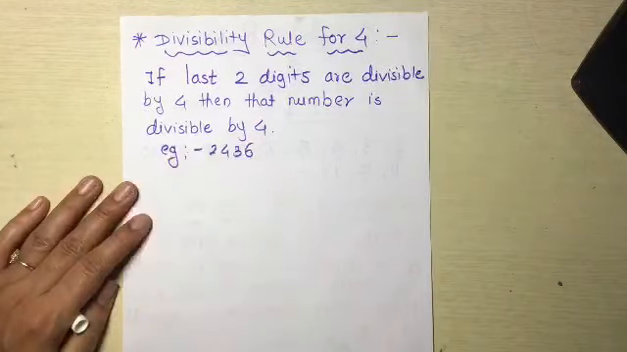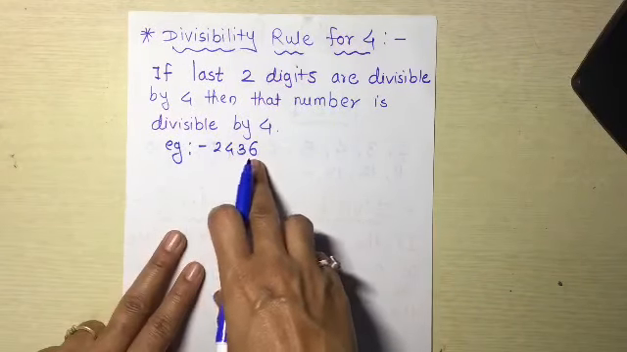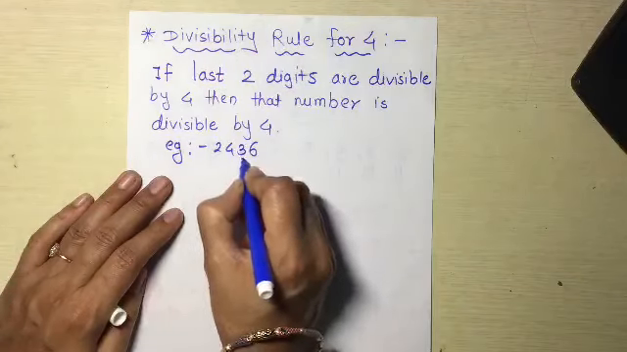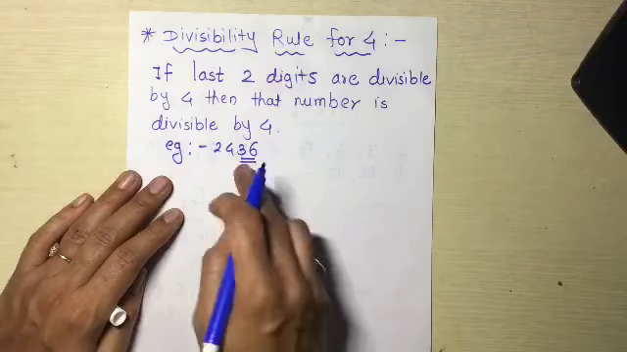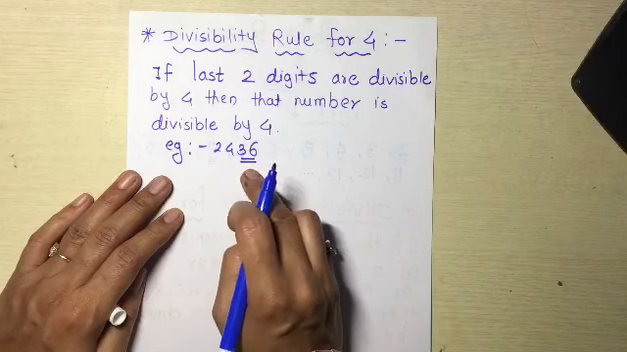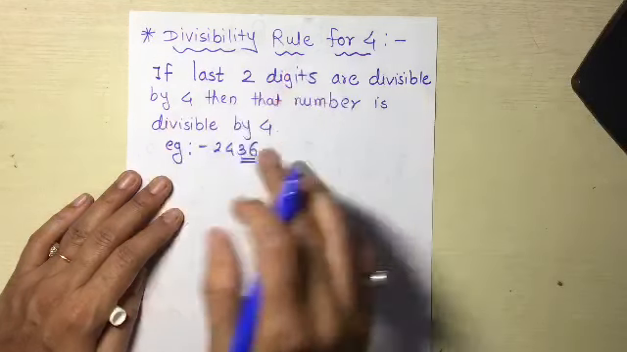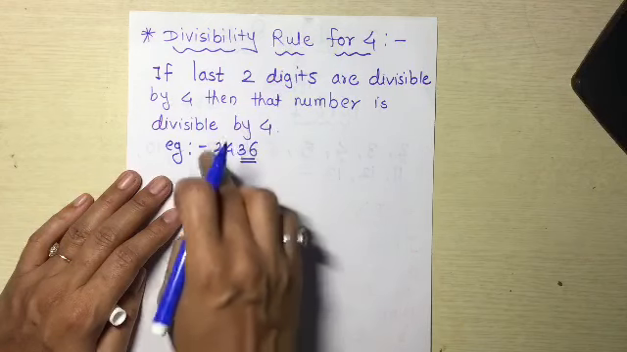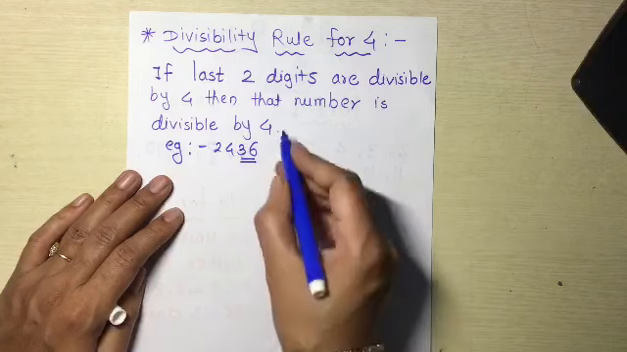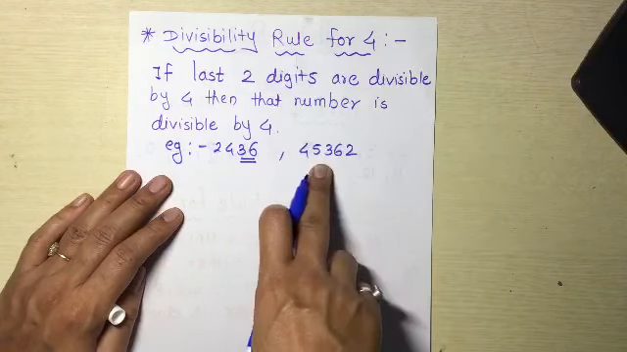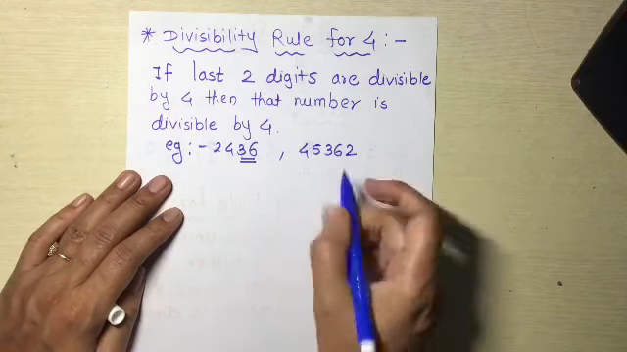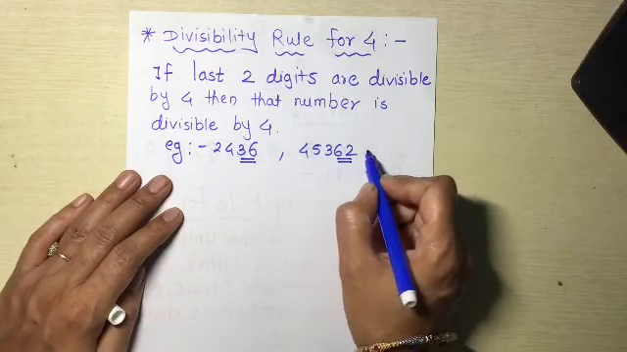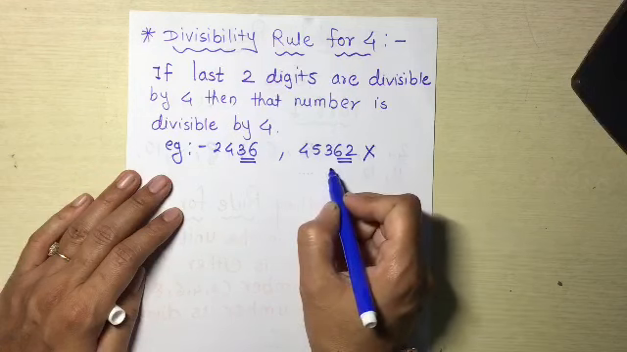For example, if I write here 2436. According to the divisibility rule for 4, we check here the last 2 digits. So 36, 4 के टेबल में आता है क्या? और it is divisible by 4. Let's check that. 4 9s are 36, means this number is divisible by 4. Let's take another example. 45,362. So we will check here the last 2 digits. Is it divisible by 4? No, it is not divisible by 4.